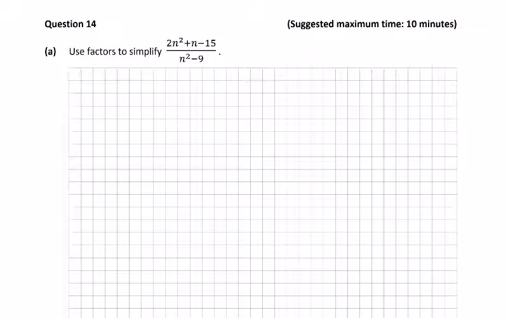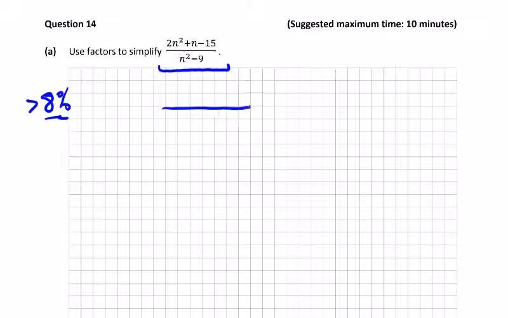And lastly, question 14, literally 8, greater than 8%, I think about 8 1/3%, 25 marks in total for part A and part B. Use factors to simplify. You should see that the bottom is the difference of 2 squares, which is going to be n minus 3 by n plus 3. If you can't see that, you're not going to guess this question. You have to know your factorization.